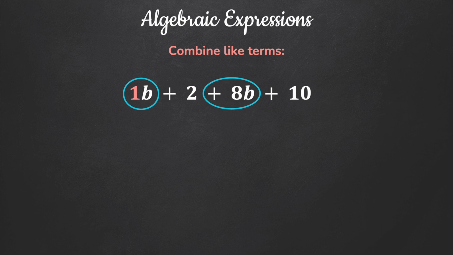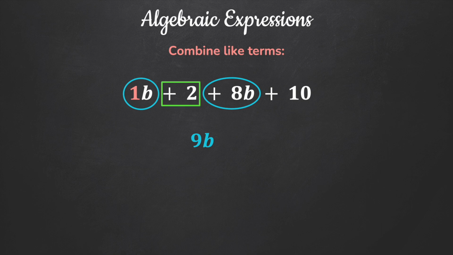So we're going to go ahead and combine these two together. We have 1b plus 8b. The reason why we're adding is because this 8b is positive. So 1b plus 8b is equal to 9b.